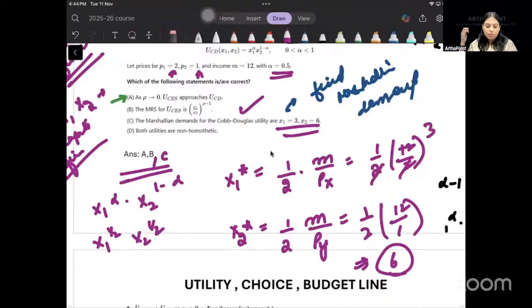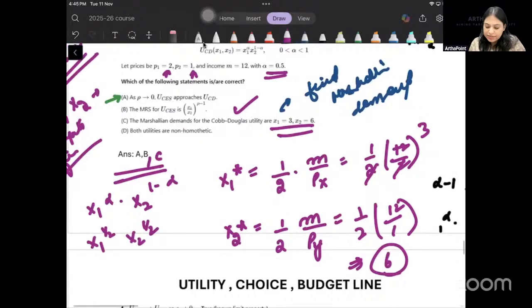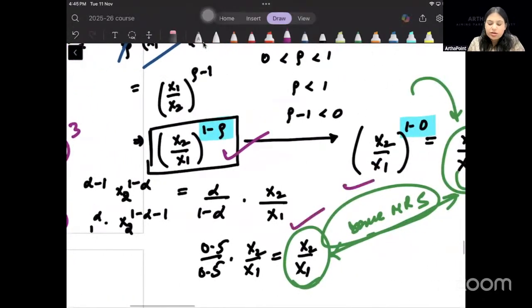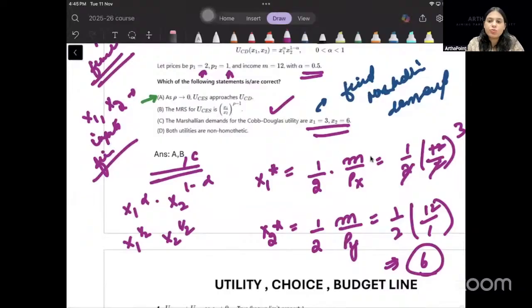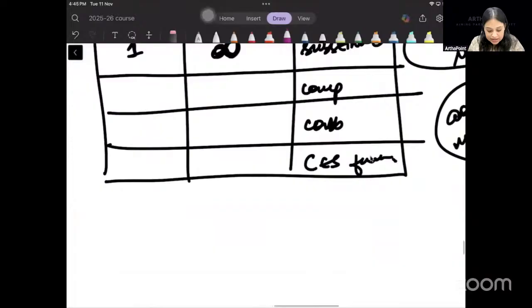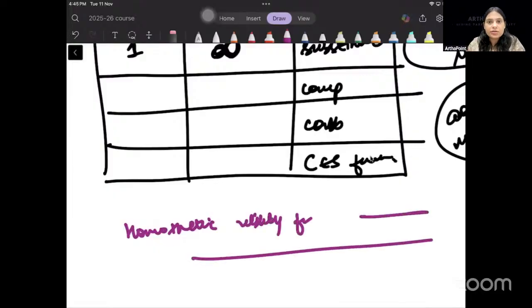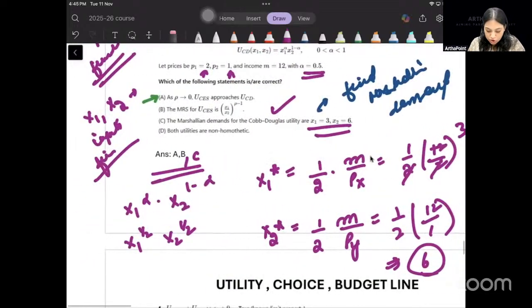Tell me D. Both utilities are non-homothetic. Tell me that. False. Correct. They are homothetic, because we saw that both of them are coming as a function of the ratio of x1 and x2. So definitely they are homothetic. Okay. So again I am telling you that in the formula sheet you are making, there itself you will write forever what a homothetic utility function is in one line, and you will keep it for your revision. Okay.